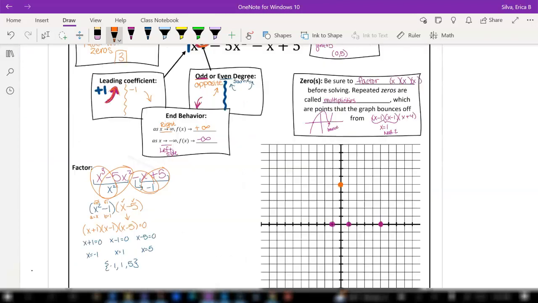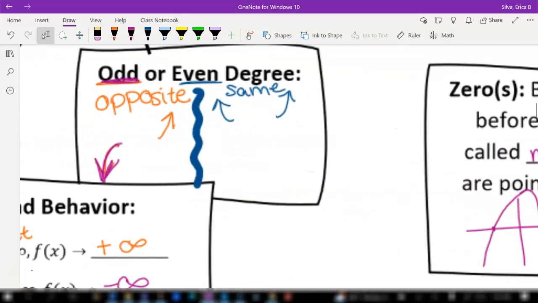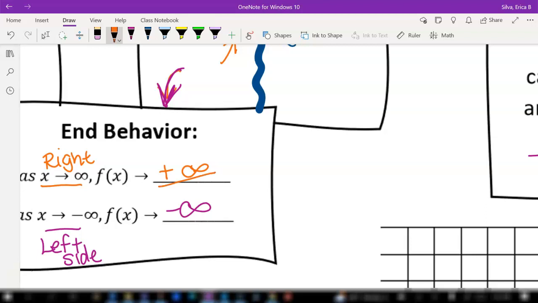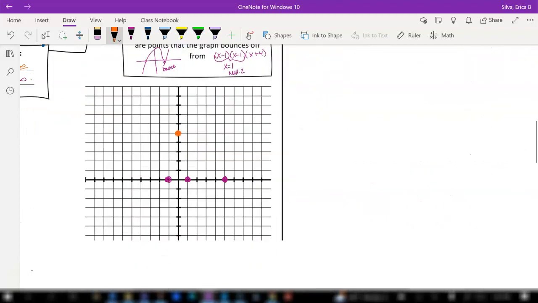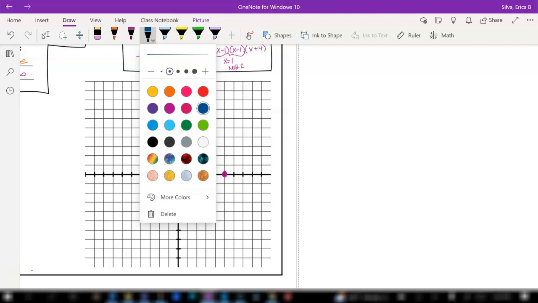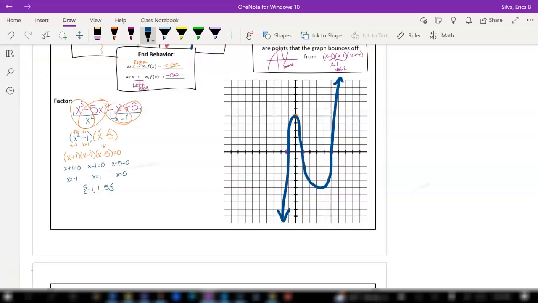Once we plot all of our important points or our intercepts, we look at the behavior. And remember, on the right side, it's going to approach positive infinity. And on the left side, we're going to negative infinity. I like to start on the right side. It doesn't matter what direction you start, but we're just going to go through each one of those important points. And your graph ends like this.